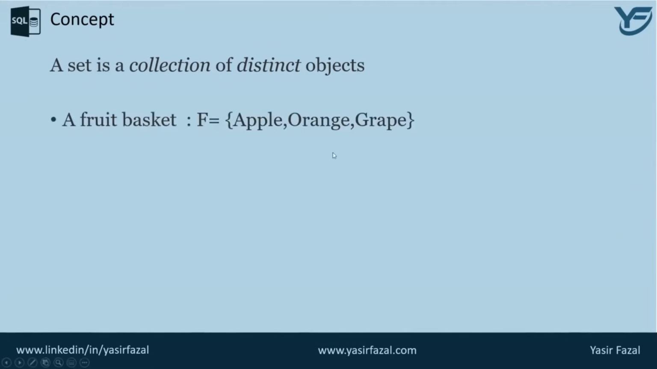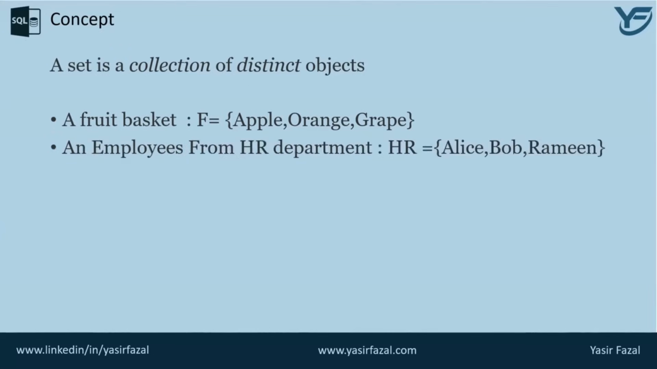A common example in the natural world is a fruit basket. If there is a fruit basket F, it may contain various fruits, for example, apple, orange, and grape. Another example is employees from my HR department. There is a set which contains employees of various departments, but I only would like to see the employees from the HR department. For example, the HR set contains Alice, Bob, and Tommy.